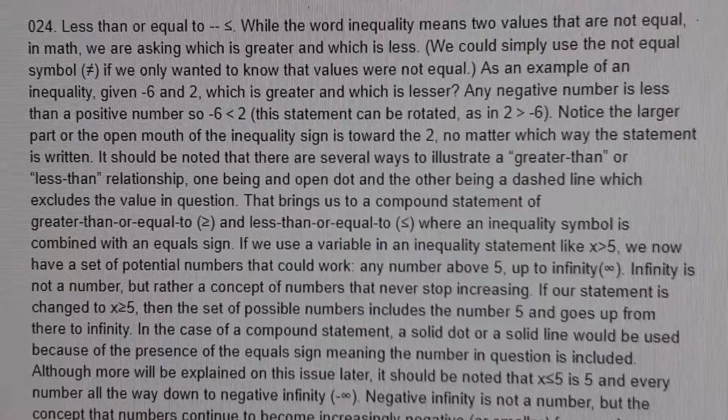Although more will be explained on this issue later, it should be noted that x is less than or equal to 5 is 5 and every number all the way down to negative infinity, and the symbol for negative infinity is a negative sign with an infinity symbol, which is an 8 laying down on its side. Negative infinity is not a number, but the concept that numbers continue to become increasingly negative, (parentheses, or smaller, end parentheses,) forever.